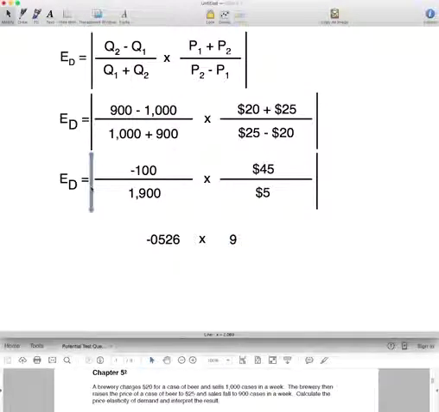And we still have the absolute value signs. So we have negative 0.0526. We multiply that by 9. So we get negative 0.473. You could just leave it at negative 0.47.